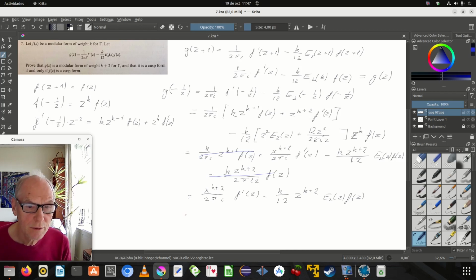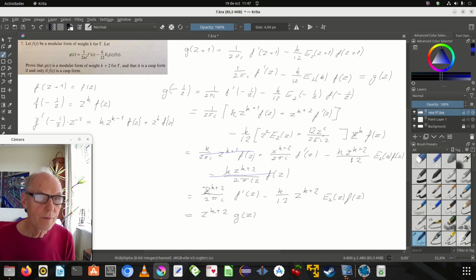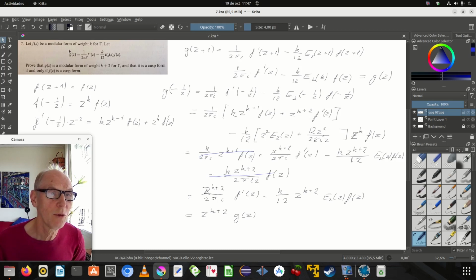So this gives, now z, why do I keep writing, this is z as well, z to k plus 2, or do you say raised to k plus 2 times g of z. And of course it's an algebraic expression, polynomial expressions, so it's a form, it has no poles. That was the first part.